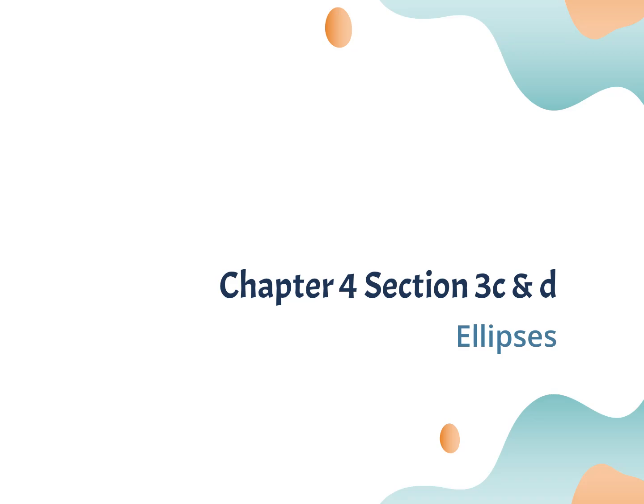We can get started. So this is section 3, C and D. We're going to do part C today, and then tomorrow we're going to finish with part D. Similar to parabolas, I'm going to explain what an ellipse is, all the parts of that graph, and we're going to graph them. And then in part D, I'm going to give you information of the ellipse, and then you're going to write the equation from that.